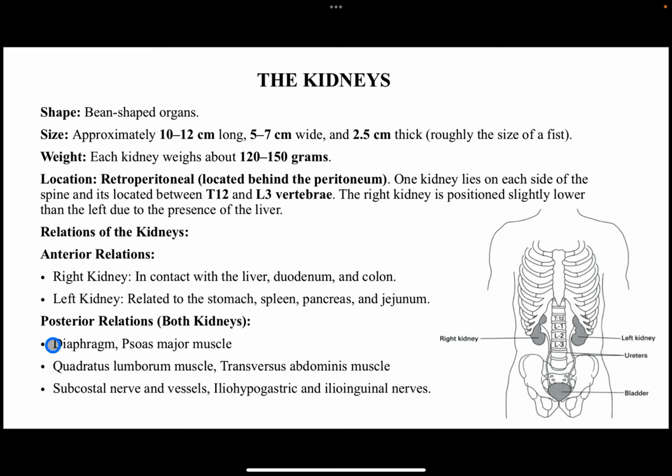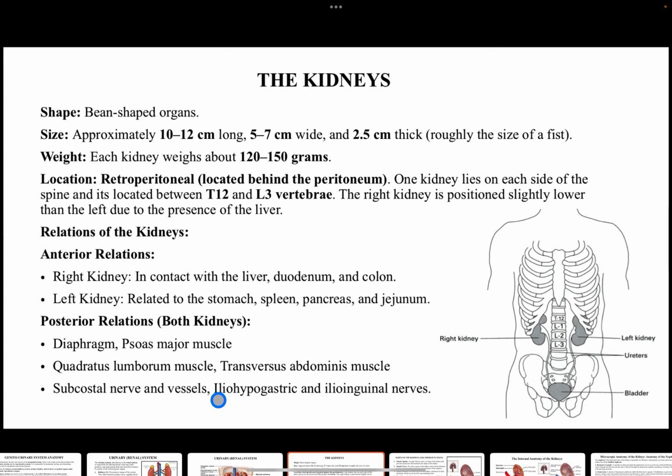We have muscles like the diaphragm, the psoas major muscle, the quadratus lumborum muscle, and the transversus abdominis muscle. We also have the subcostal nerves and blood vessels. We also have the iliohypogastric and ilioinguinal nerves. So posterior to both kidneys, these are the possible structures that you can find there.